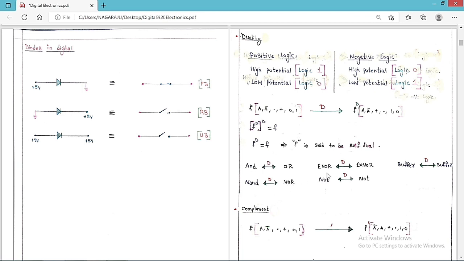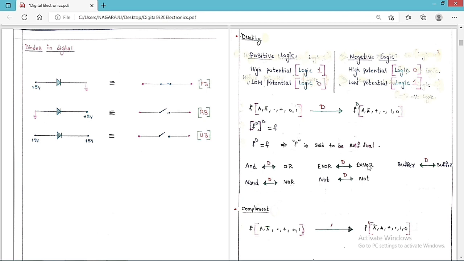Similarly for XOR, if you apply duality, you are going to get XOR. For NOT gate, you are going to get the same thing, NOT gate. For buffer, you are going to get the same thing, buffer. Buffer means A, and if you apply duality, again you get A. So for AND gate, you get the OR gate. Vice versa is also true: for OR gate, AND gate; for NAND gate, NOR gate; and for NOR gate, NAND gate.